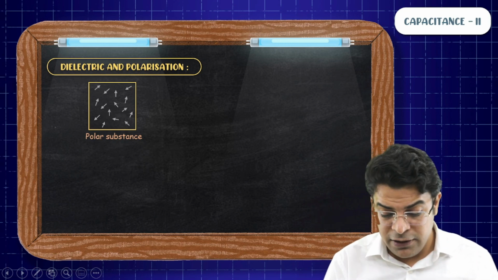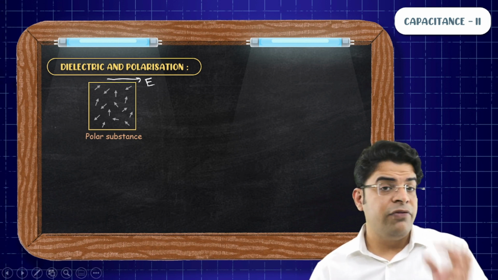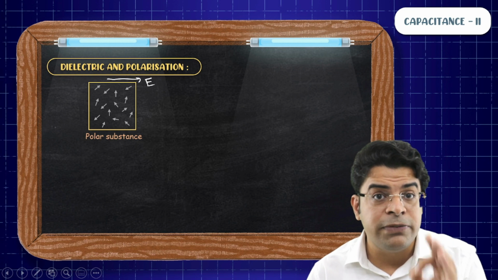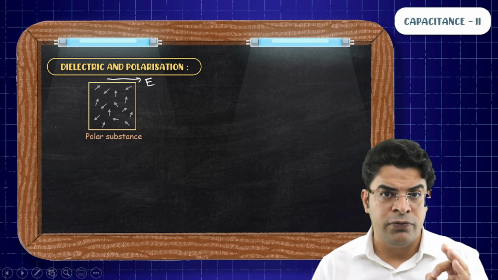But if we establish an electric field, let's say towards the right, then we have learned that a freely suspended dipole always tries to align in the direction of the field. Why?